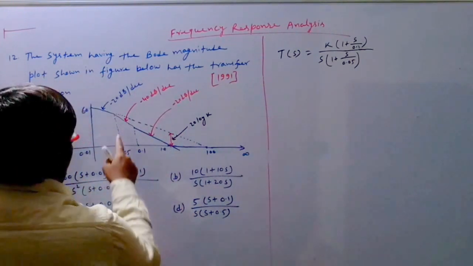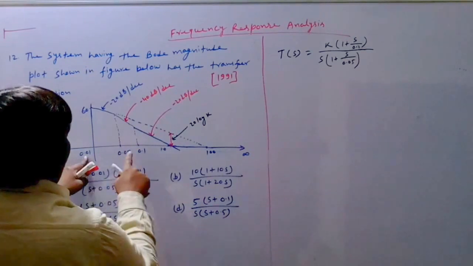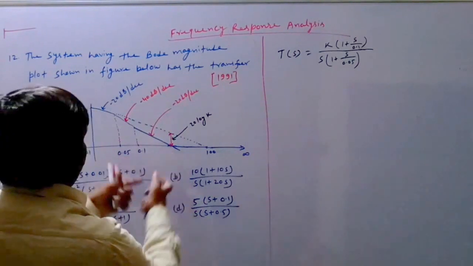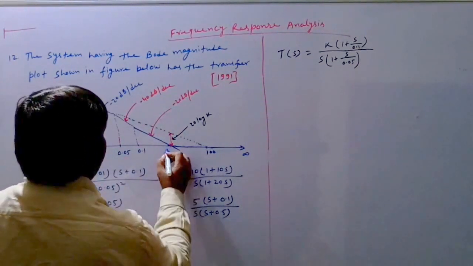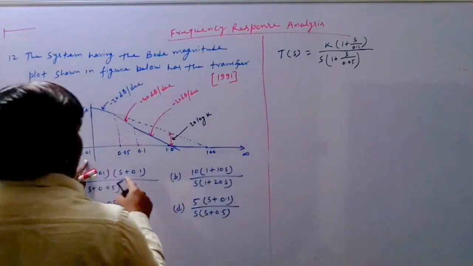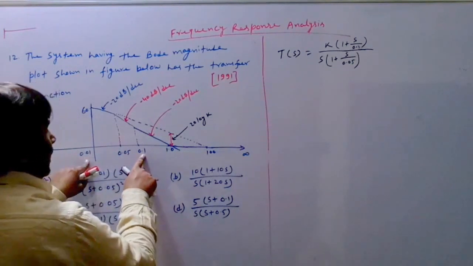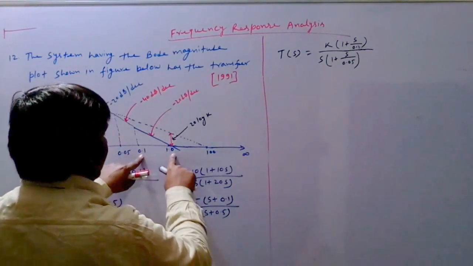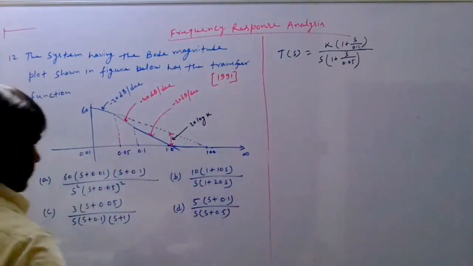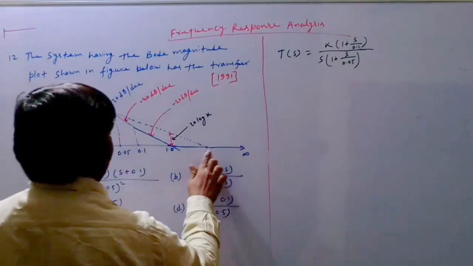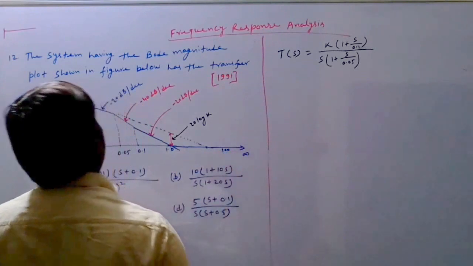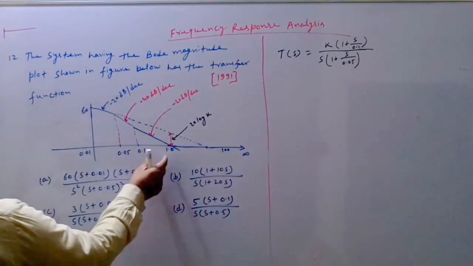Is 60. So from 0.01 to 1 it is 1 decade, and from 0.1 to 1 this is 0.1. Let me write here. This is 0.1 clearly. So from 0.01 to 1 it is 1 decade. From 0.1 to 1 it is another 1 decade. So it is 2 decade. Let me clearly write here. This is 100. So it is 2 decade.